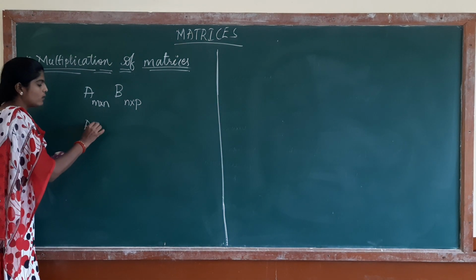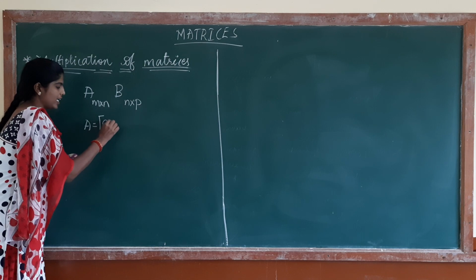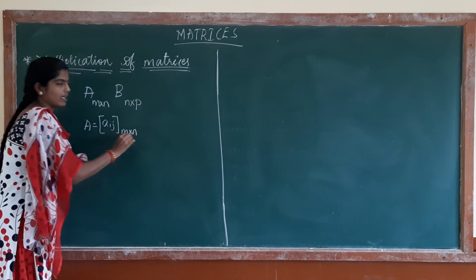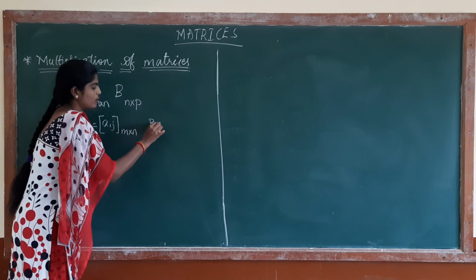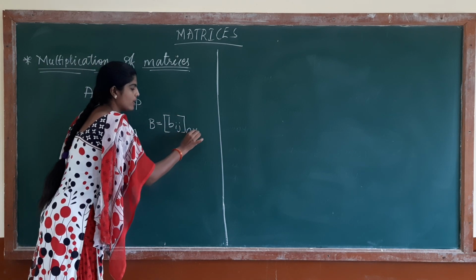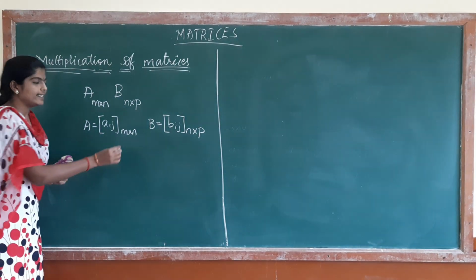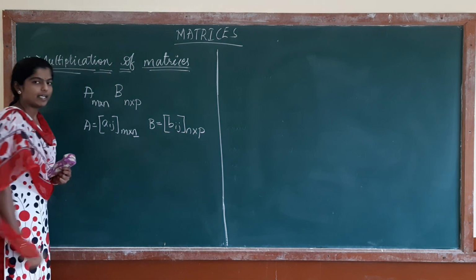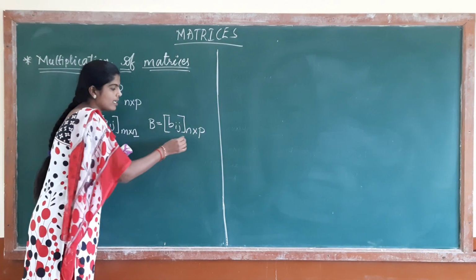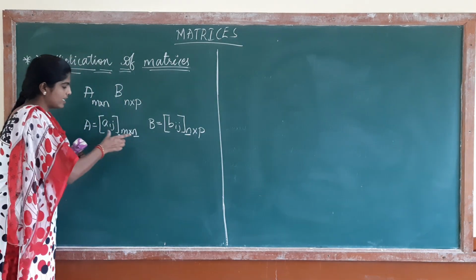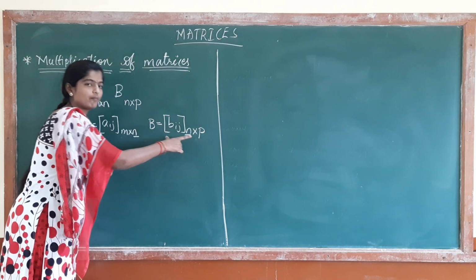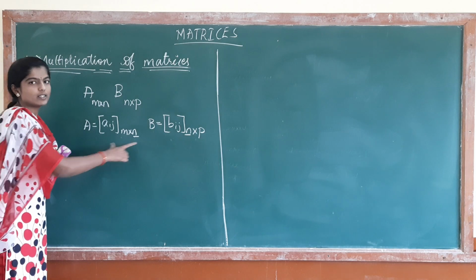If you take A equal to Aij, it is a matrix of order m cross n, and if you consider B equal to Bij, it is a matrix of order n cross p. See here, matrix A has n columns and matrix B has n rows. It means the number of columns of A is equal to the number of rows of B. Then only we can multiply these two matrices.